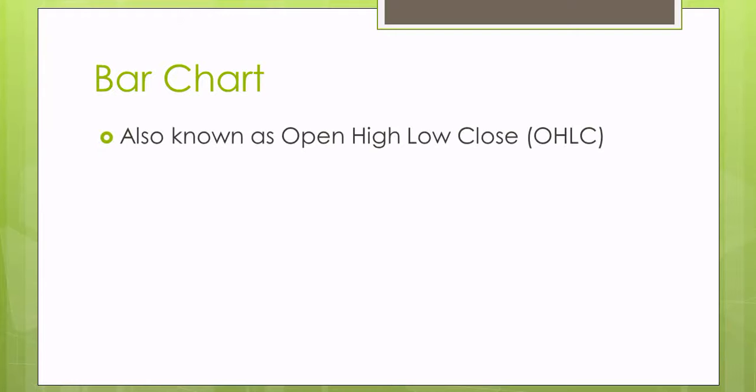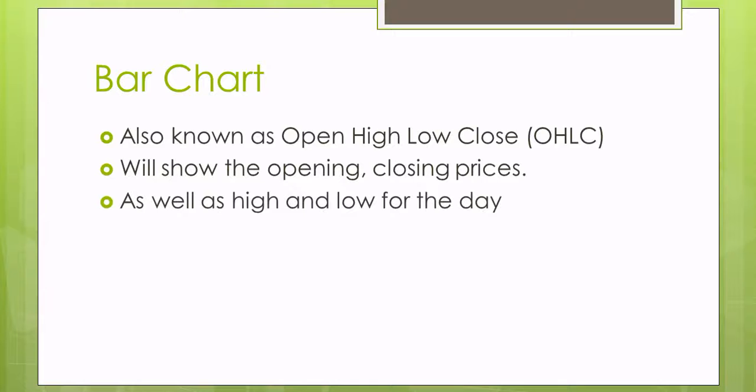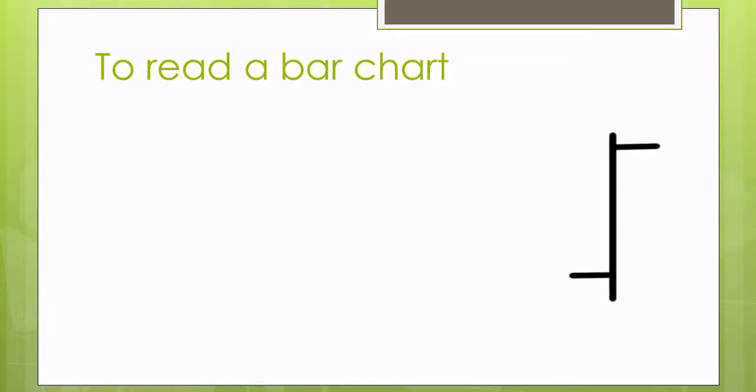So the bar chart, or commonly known as the open high low close chart, because the bars in the bar chart will show you the opening and closing prices as well as the highest and lowest price that the stock went for the day. So this picture is an example of how a typical day is represented in a bar chart.